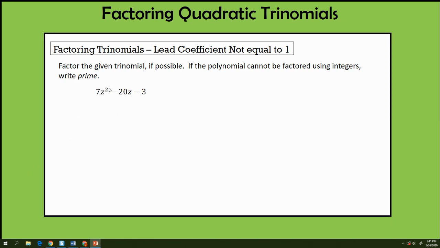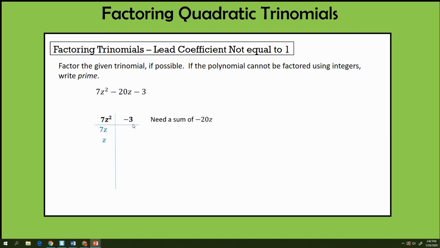Okay, so another one. 2z squared minus 20z minus 3. First of all, is there a GCF? 7, 20, and 3? Nope, nothing divides all of those evenly. There's no common variable, obviously. So we begin our chart. 7z squared, negative 3. Again, there's really only one combination to get 7z squared, and that's going to be 7z times z.